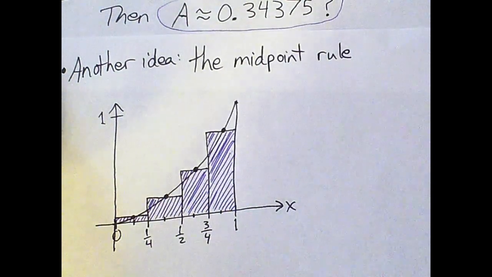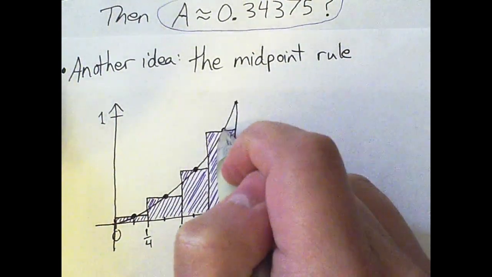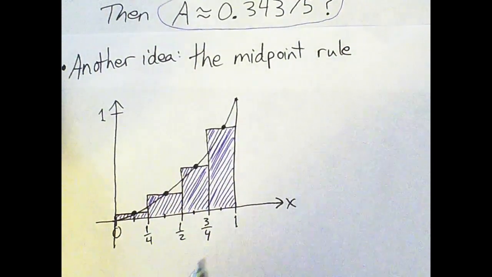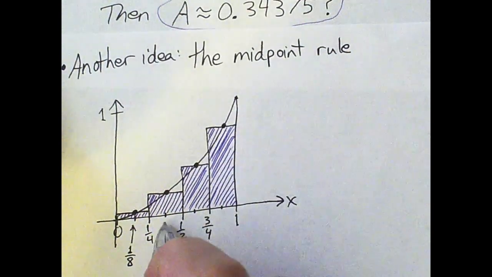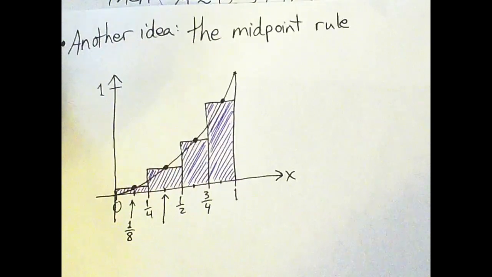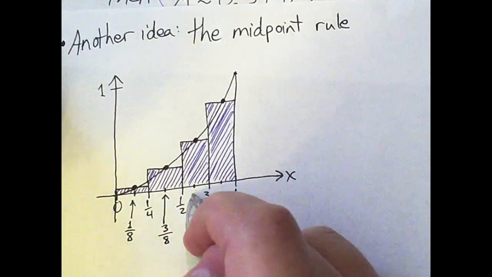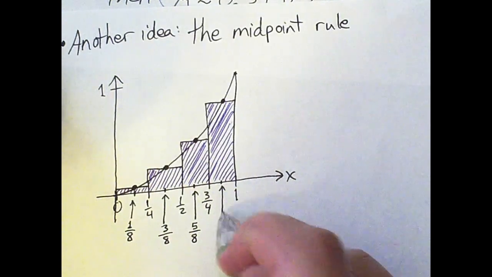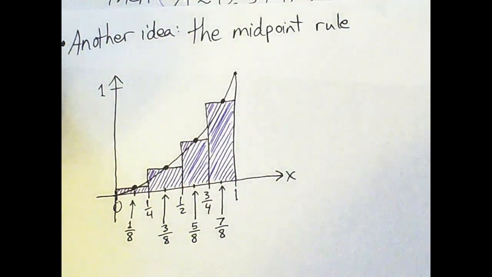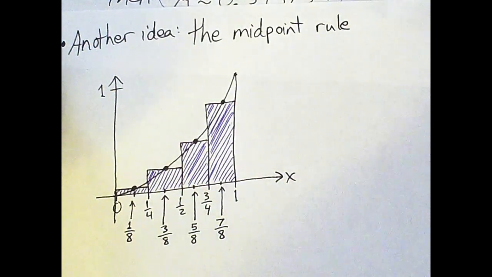In order to work with this one, though, we have to figure out where these endpoints are. Well, I said they were halfway between each thing, so what's halfway between 0 and 1/4? It would be 1/8. And what's halfway in between 1/4 and 1/2? 3/8. And halfway between 1/2 and 3/4 is 5/8. And halfway between 3/4 and 1 is 7/8. All right, so those are the numbers that we're going to be working with. That's where those dots are. Those are the x coordinates of those dots, and those dots are telling us the top of the rectangle.